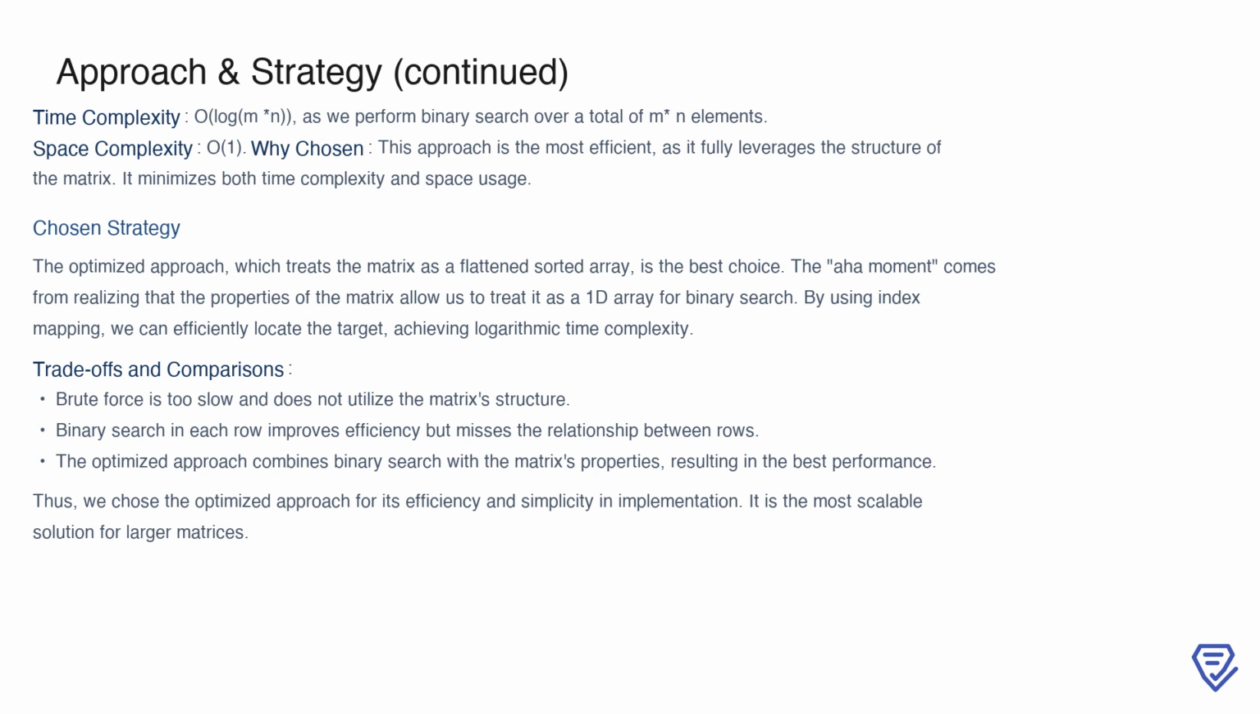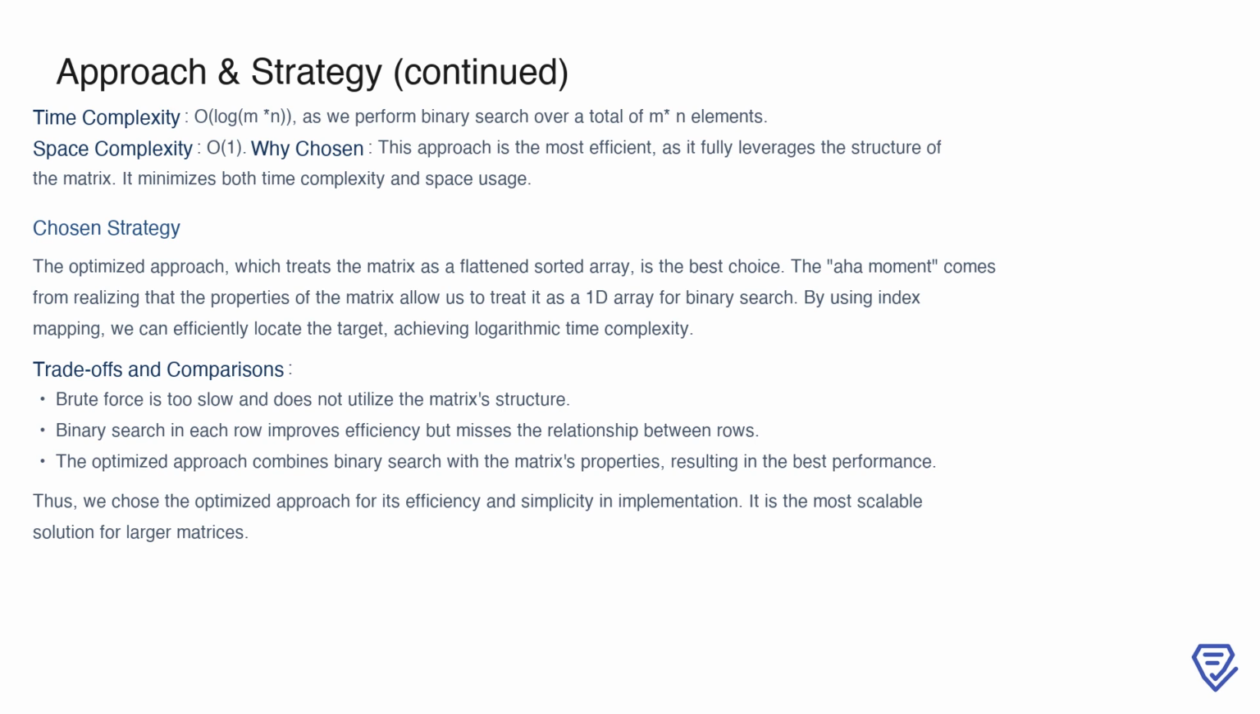At each step, we compare the element at the mapped index with the target. If they match, we return true. If the element is smaller, we search the right half, and if it's larger, we search the left half. If the search completes without finding the target, we return false. This method achieves a time complexity of O(log(m*n)), as we are performing binary search over all the matrix elements, and the space complexity remains O(1).